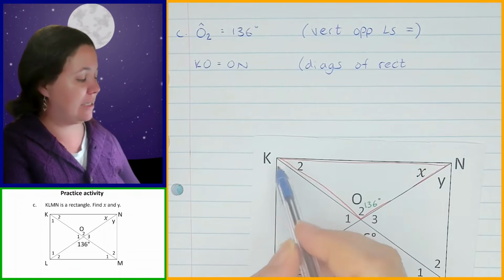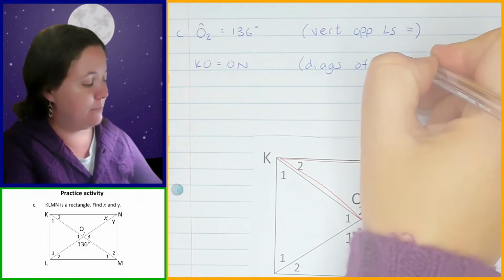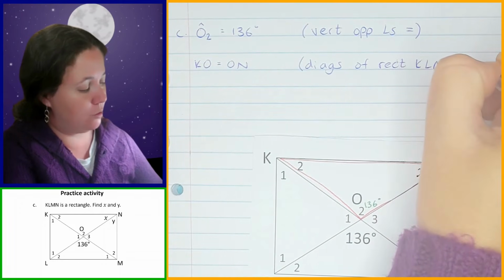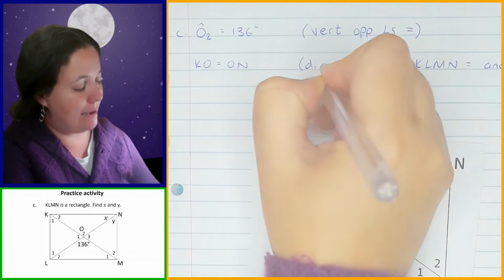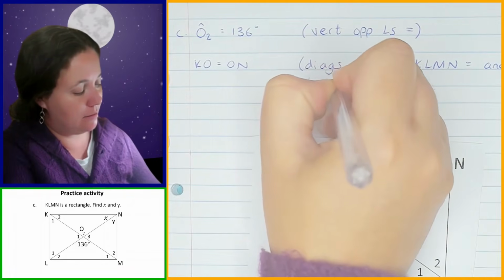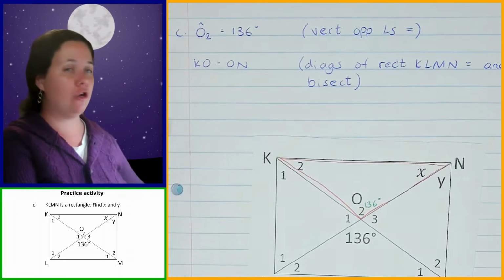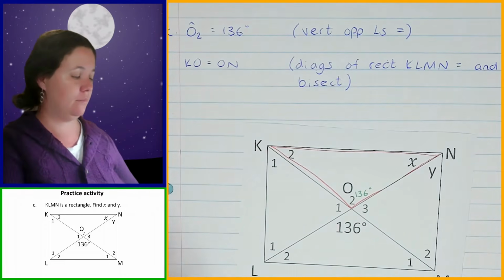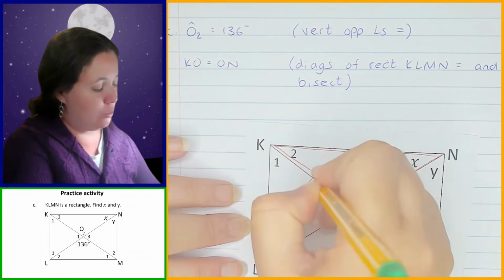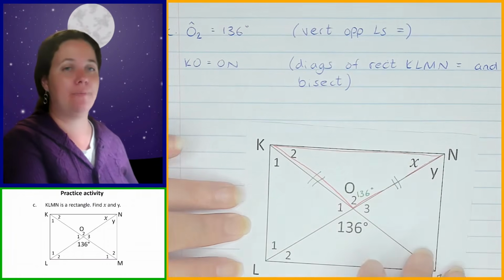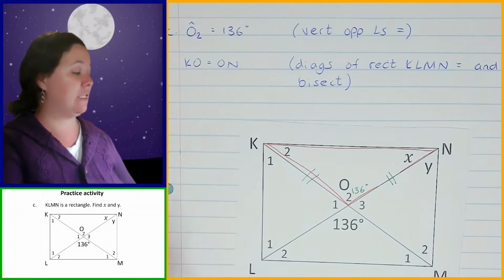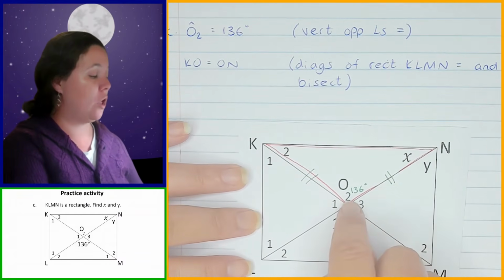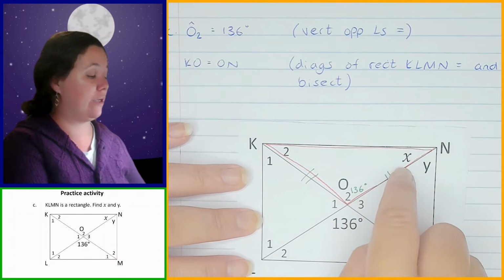So diagonals of rectangle KLMN are equal and they bisect. Okay, so now I can go and fill that in on my diagram over here, that these are equal over there and there. Okay, now that is important because that means that this is an isosceles triangle, which means that I can now work out what x is.